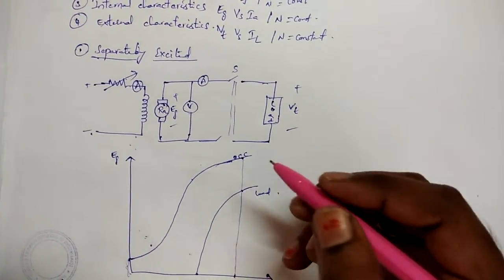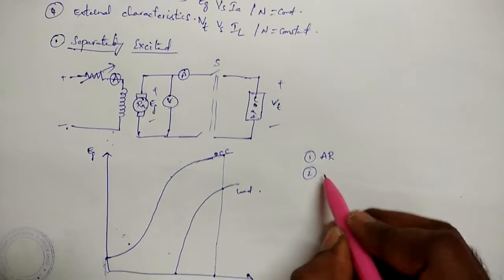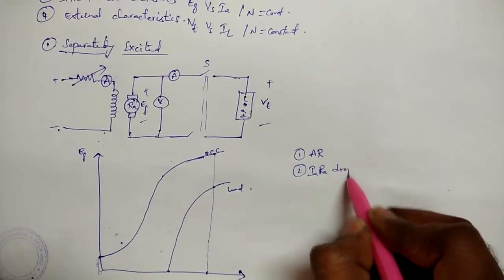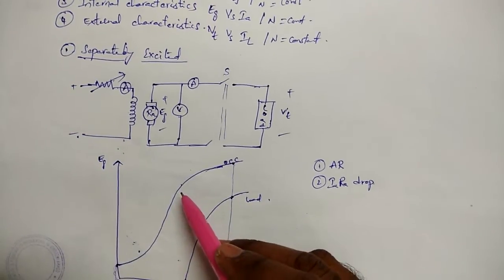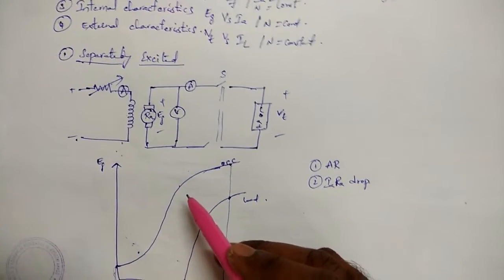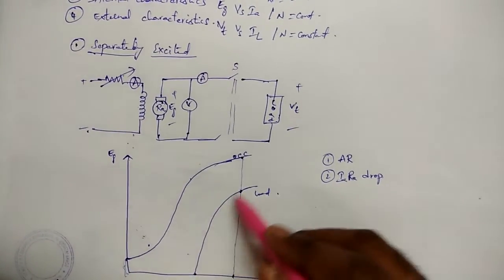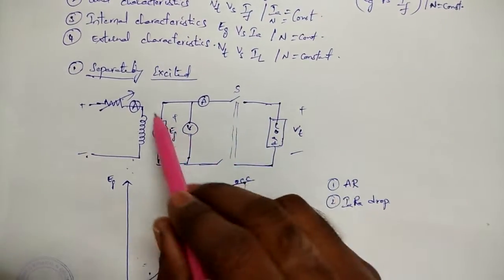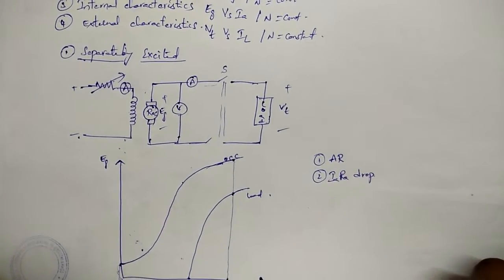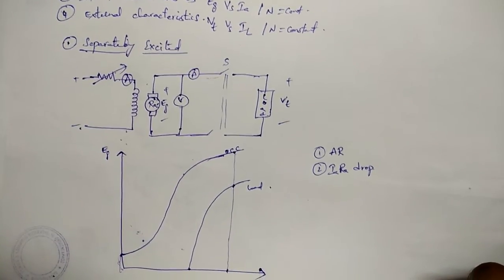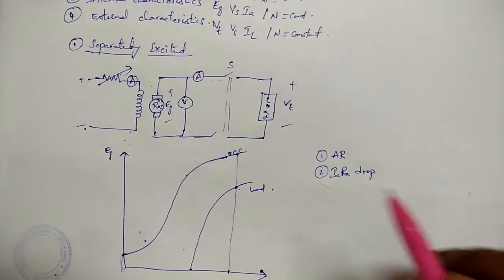Why has it decreased? Because of two things. The first is armature reaction, and the second is IARA drop. Because of these two things, the voltage will decrease at load. Initially there is no load while drawing the OCC. If there is no load, there is no armature current. If there is no armature current, there is no armature reaction and no armature resistance drop. But when you connect the switch, armature current flows, so there will be an IARA drop and also an armature reaction drop. Because of armature reaction there is a demagnetizing effect, and because of the demagnetizing effect the voltage will drop. So this total drop is due to two things: one is the armature reaction drop, another is the IARA drop.